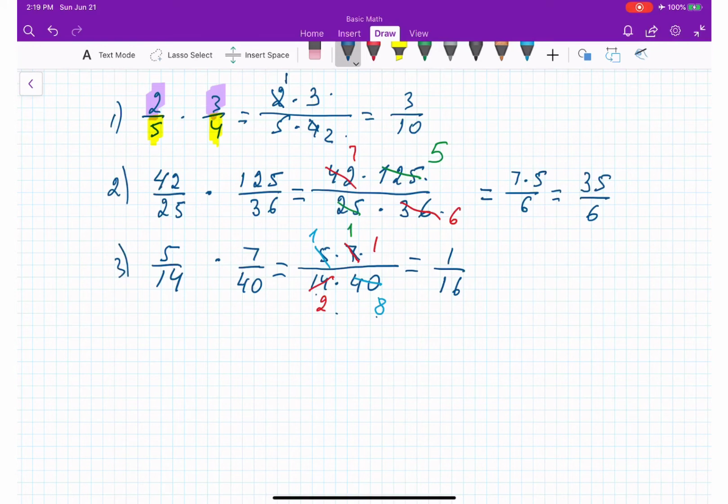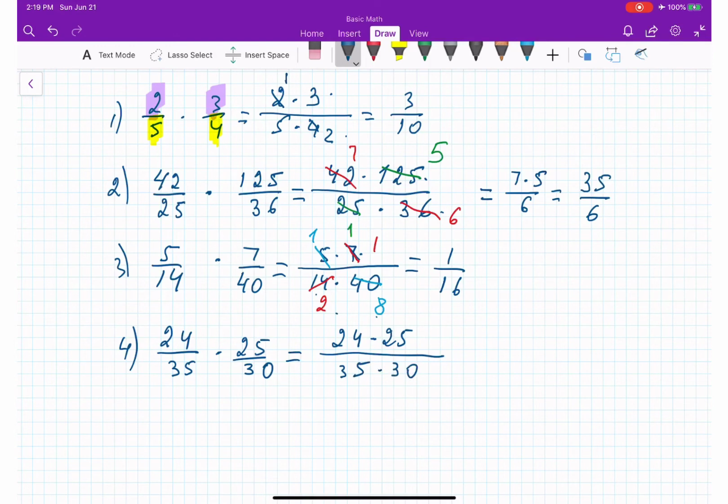Second, third. So let's solve our problem: 24 over 35 times 25 over 30. So we get 24 times 25 and 35 times 30. Let me see, 25 and 35, I can divide by 5, right? 25 divided by 5 is 5. 35 divided by 5 is 7. Now 24 and 30, you can divide maximum by 6. But let's assume I don't see 6, I see, for example, 2. Division by 2, because both of them can be divisible by 2. So 24 by 2 is 12. 30 by 2 is 15.